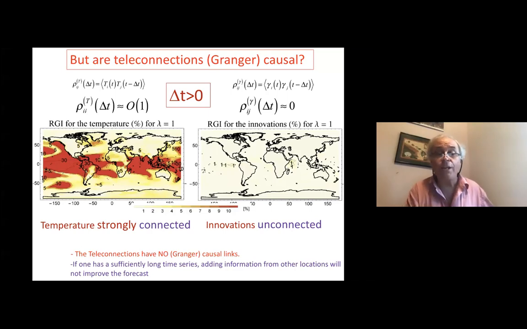So on the one hand, you have strongly correlated temperatures, but that is a kind of spurious result, in a sense, of just long memories at each pixel. They tell you nothing about the ability of the system to give you information at one point that could help you predict at another point. The networks that people have been looking at essentially show nothing about Granger causality, and that's really what has to be shown. So the bottom line is, if you have a sufficiently long time series, then adding information from other locations does not improve the forecast.